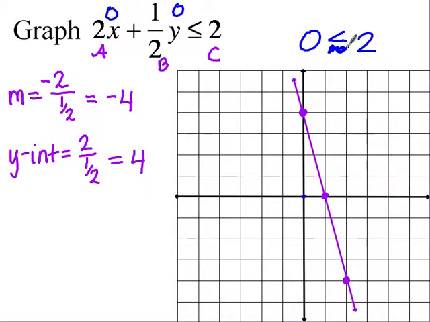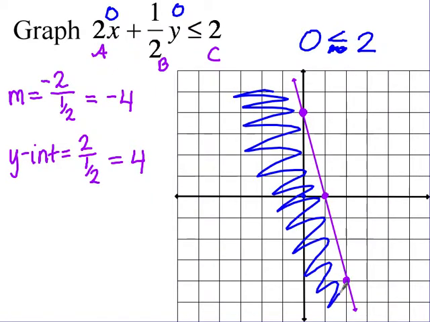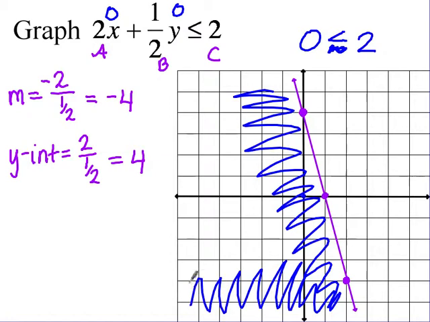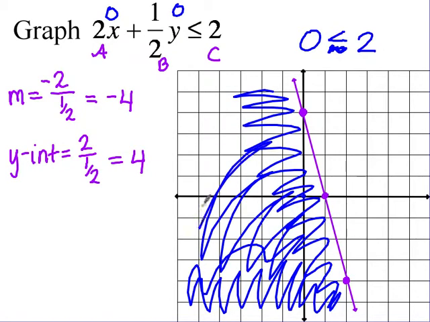Yeah. So what side am I going to shade? This side, yep. I'm going to shade the side with 0, 0. You use 0, 0 every time. Yep. Well, you can use 0, 0 every time unless 0, 0 is actually on the line. And then you need to pick another point. So, those are pretty easy.